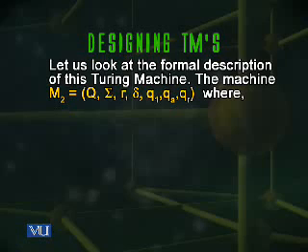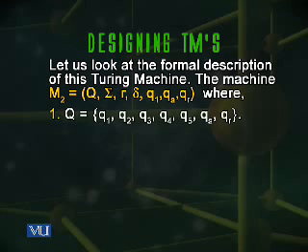The formal description of this Turing machine is as follows. Once again, always remember, when you have to specify a Turing machine, you must specify 7 things. This machine M2 is equal to (Q, sigma, gamma, delta, q1, qA, qR), where Q, the set of states, is given by q1, q2, q3, q4, q5, qA, and qR.